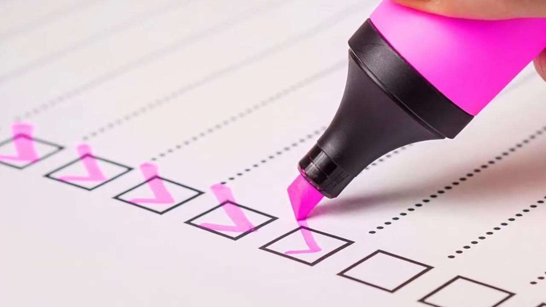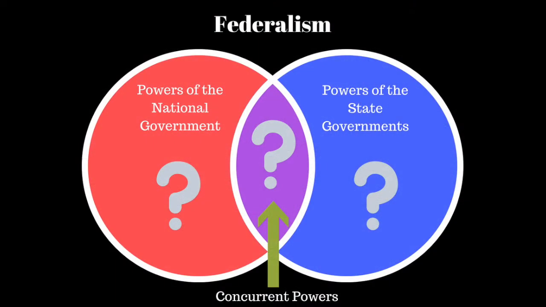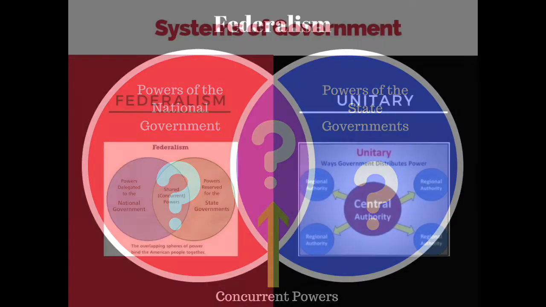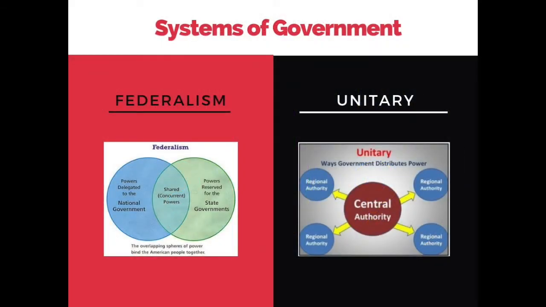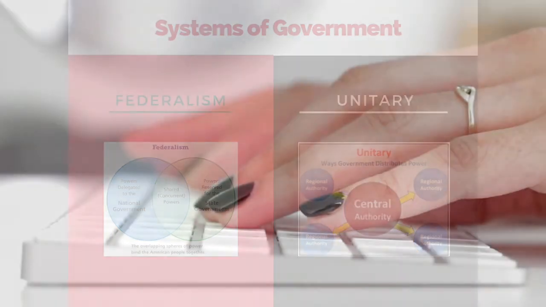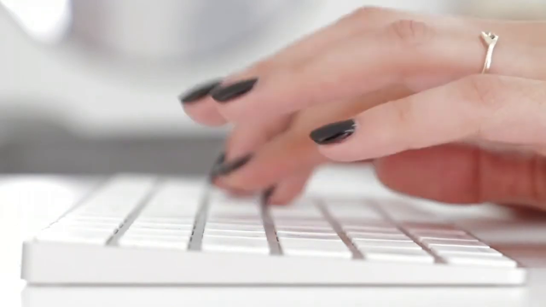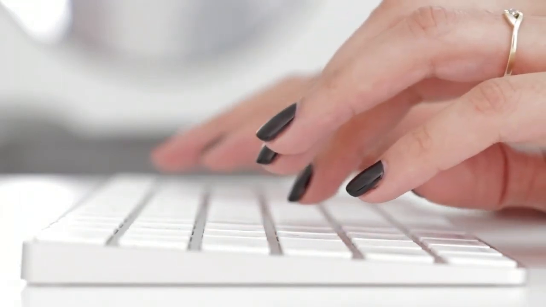Let's do a quick check for understanding. Name an example of a power that falls into each category. Pause the video and try to answer this question on your own. Explain how a federal system of government differs from a unitary system of government. Pause the video and try to answer this question on your own. If you're still having trouble, please message your teacher for help.